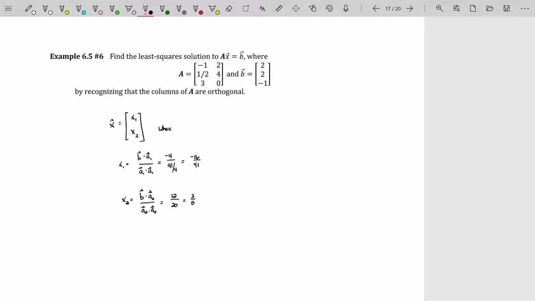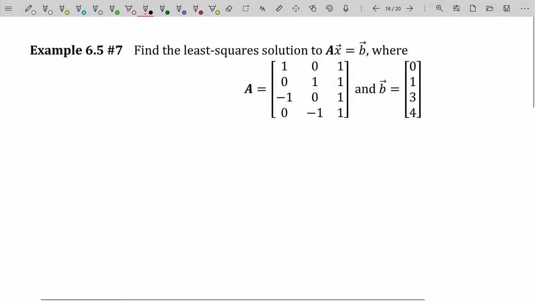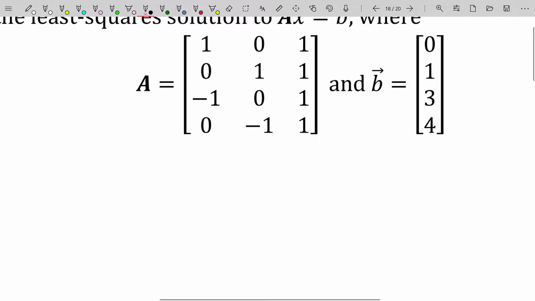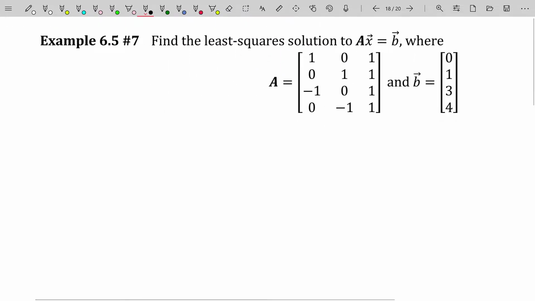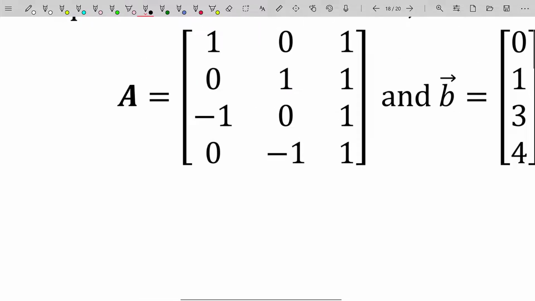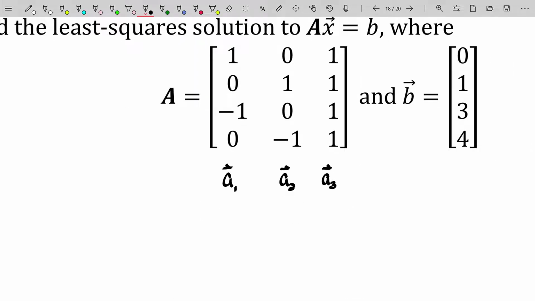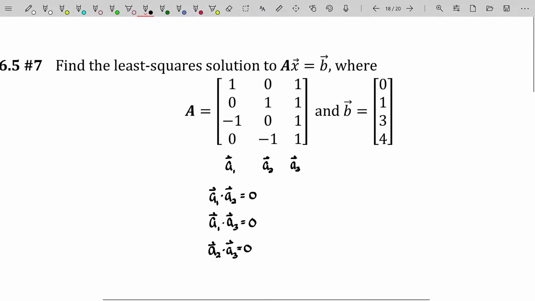Well, let's do this one more time. Find the least squares solution to AX equals B, where A is this matrix right here and B is 0, 1, 3, 4. It's just to give us more practice. I didn't want to just do a single problem. The first thing you're going to do, I would at least, is label my columns. And note that these columns are actually orthogonal. Now, you don't want to assume they're orthogonal. You should actually show it, but that's kind of what I did.